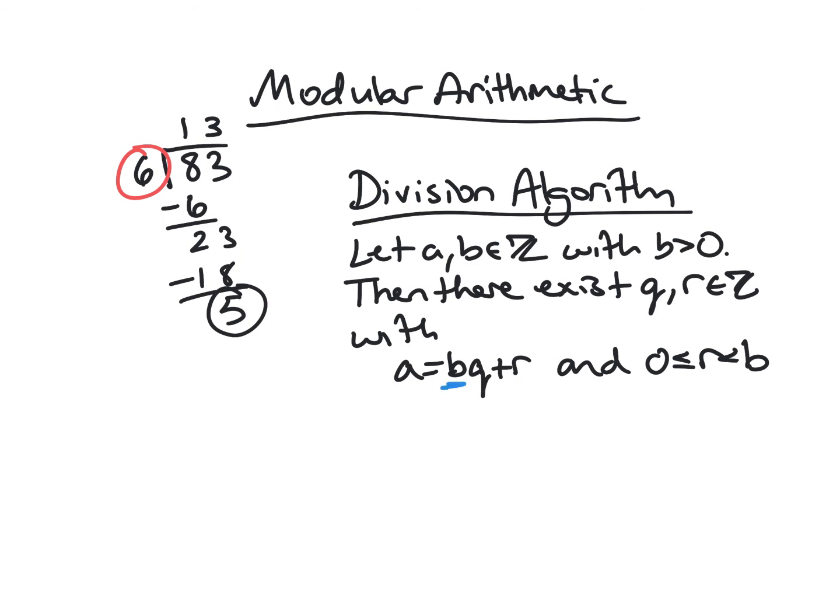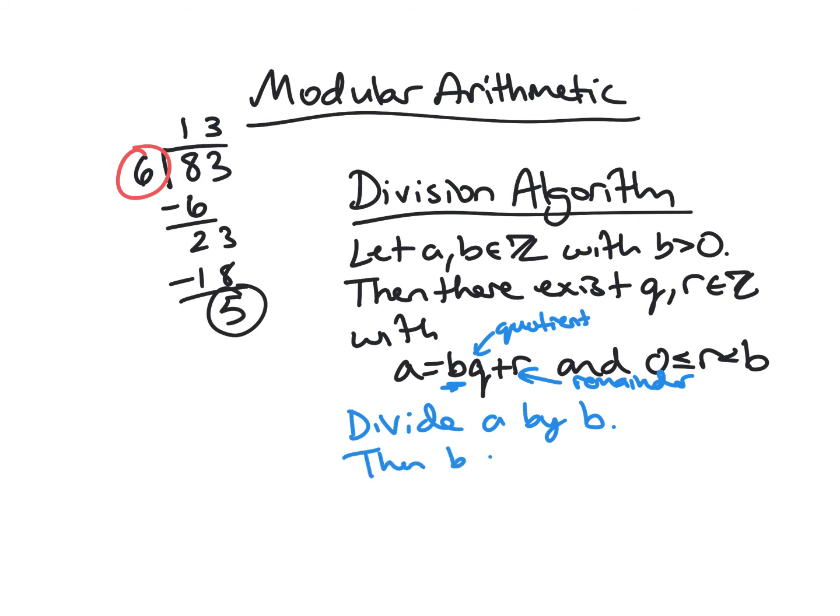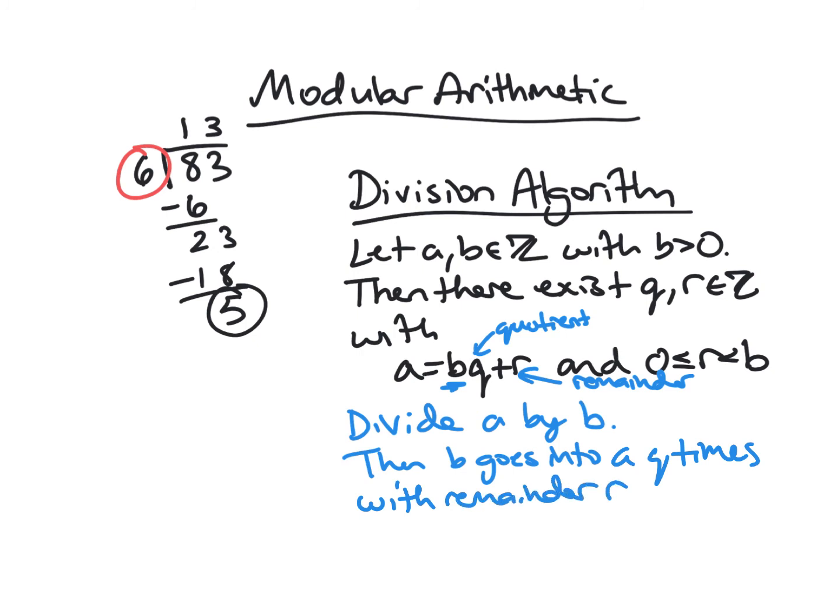So b is the thing you divide by. This is basically just saying divide a by b. q is the quotient. That's why we write q. It's how many times it goes in. And r is the remainder. So basically this says b goes into a q times and then has remainder r. And then the second thing, this other condition here in red, is just saying what I was saying earlier, that your remainder is always less than the thing you're dividing by.